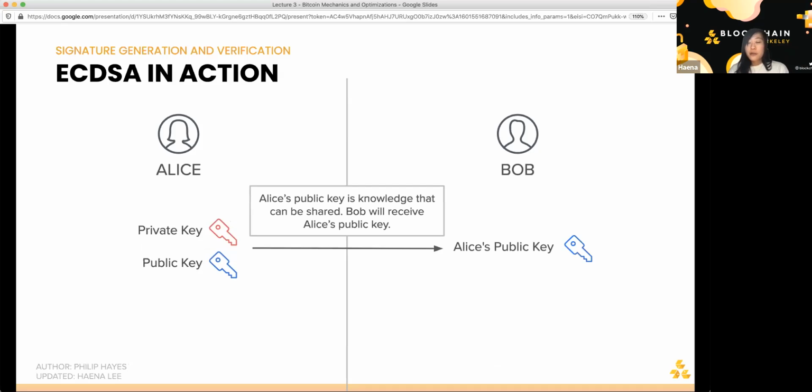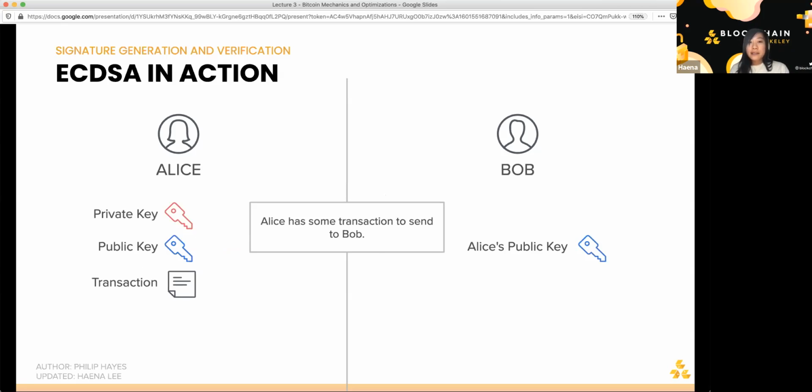All right, so Alice's public key is considered public knowledge. I say public in quotes, it really means that this is information that can be safely distributed to anyone else in the network. Because Alice's public key is meant to be shared, she will send her public key to Bob, and Bob will have this information readily on hand.